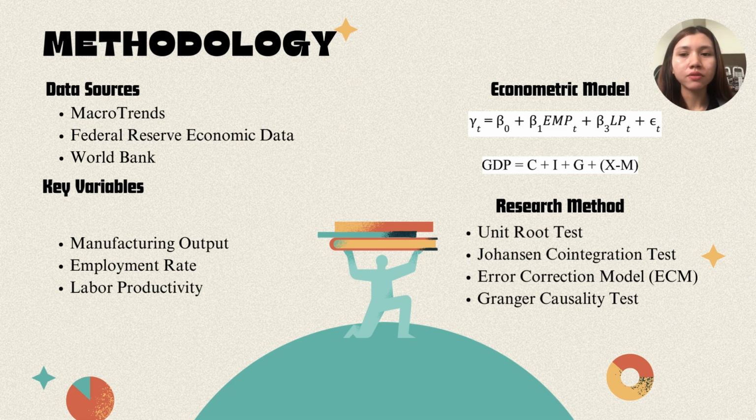And our second independent variable is labor productivity, the efficiency of workers calculated as output per worker hour, providing insights into how effectively labor contributes to production.